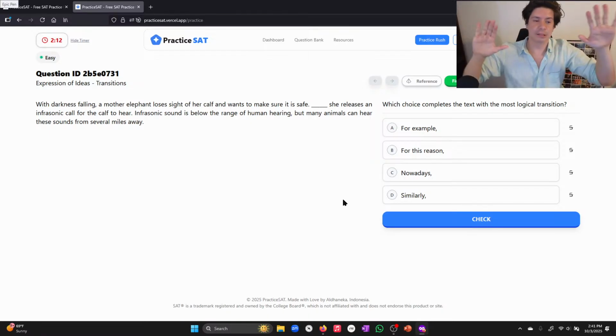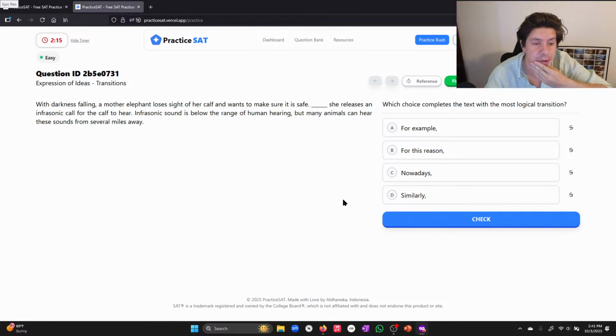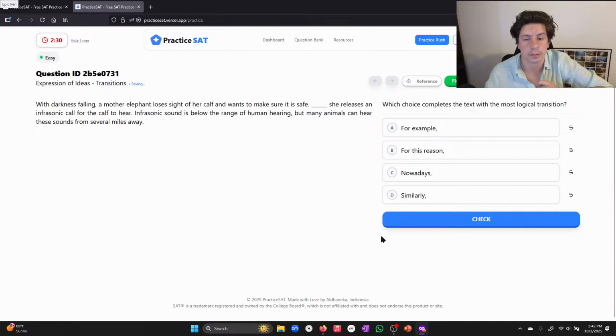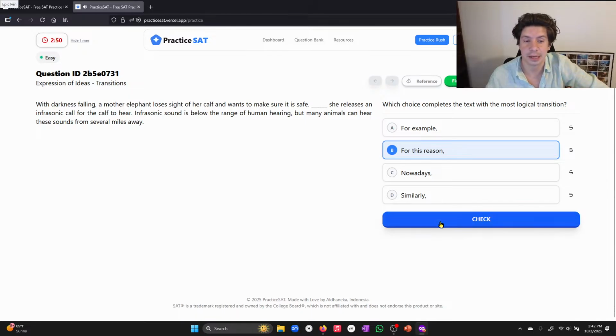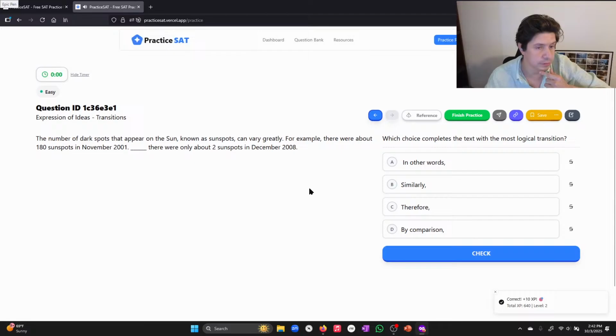So we want to see the connections between the beginning and the end, right? With darkness falling, a mother elephant loses sight of her calf and wants to make sure it is safe. Then the second part: she releases an infrasonic call for the calf to hear. So would she be doing this for this reason, right? Because she releases an infrasonic call for the calf to hear, and that is being done to find the calf and make sure it's safe. So that one's a classic sort of medium one.